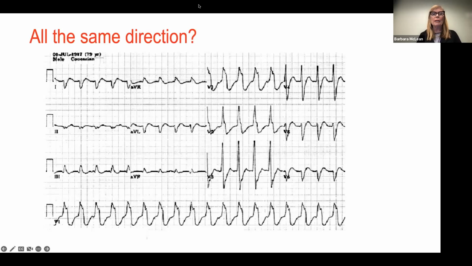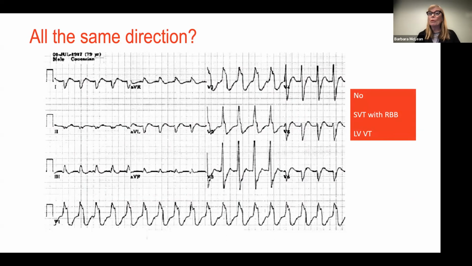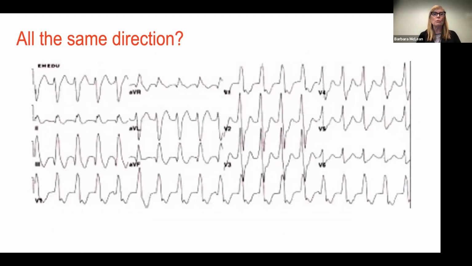Taking a look at this, you can see you're upright in V1, downwards in V6. So this is not all pointing in the same direction, and this is actually a right bundle branch block. So that's an SVT with the right bundle branch block, but something else you could rule out would be left ventricular VTAC, but this is actually SVT with the right bundle branch block.